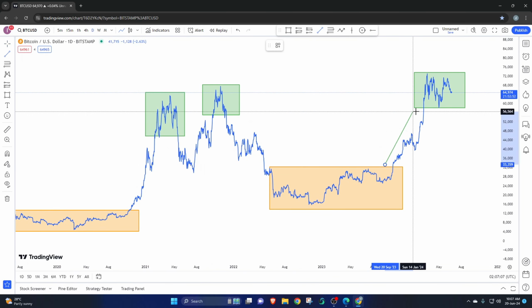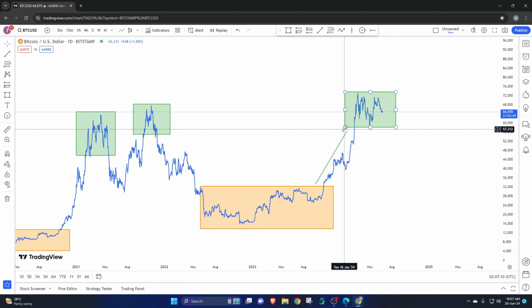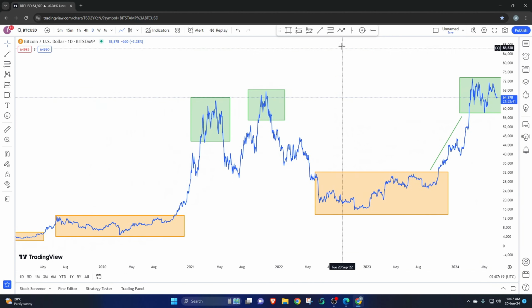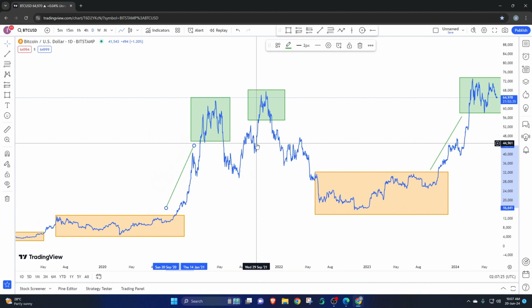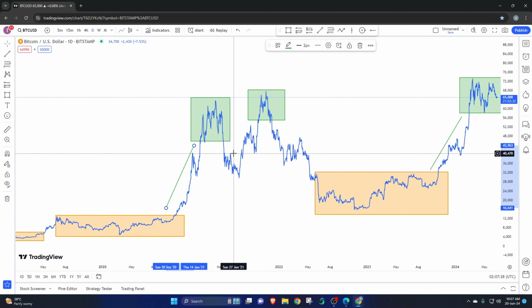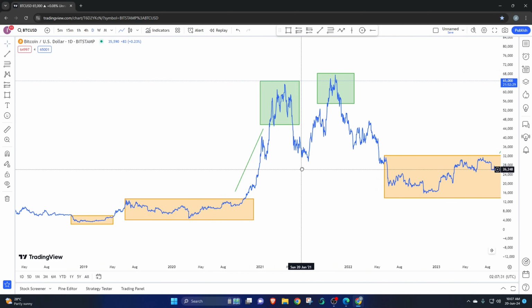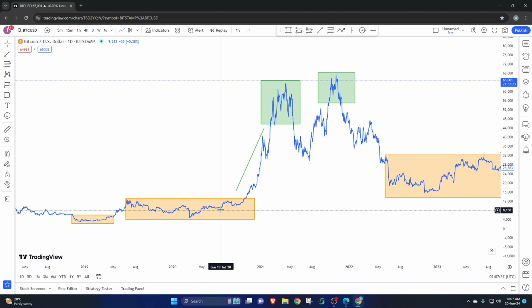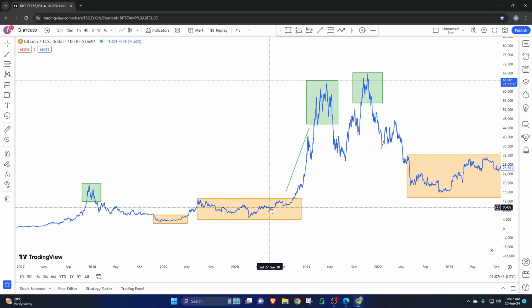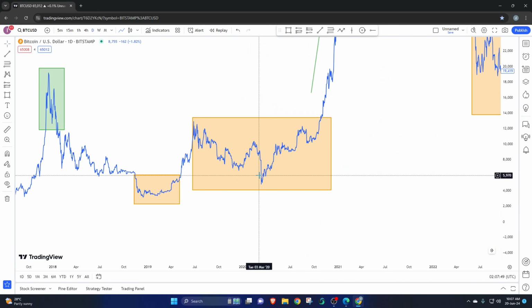So the markup has actually happened already. I just drew the line here. The markup happened even before the halving, if you notice. In the last cycle, the markup happened after the halving. The halving happened around May 2020. There were no big movements before that, except for the big drop due to COVID.